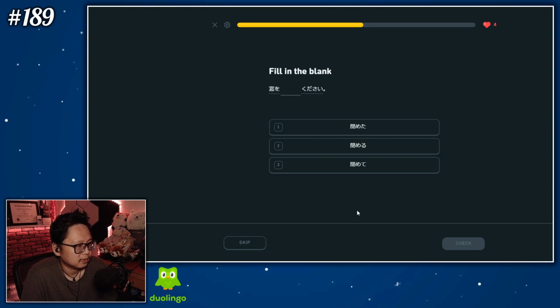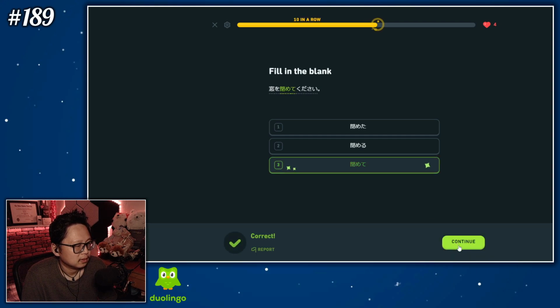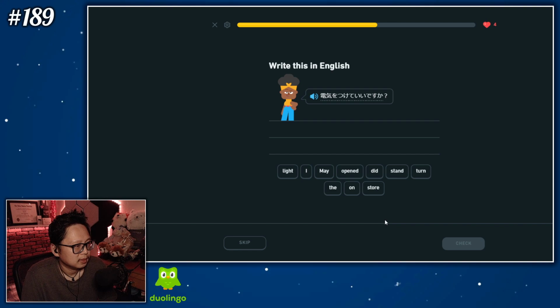窓を閉めてください。Please close the window. 電気をつけていいですか？I need to remember this phrasing. Using te with e as a way to ask, sort of. Like, may I close? May I open? つけて, turn on. Sorry, may I turn on the light?